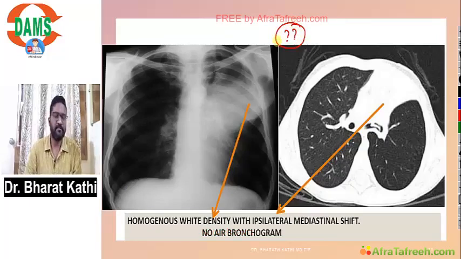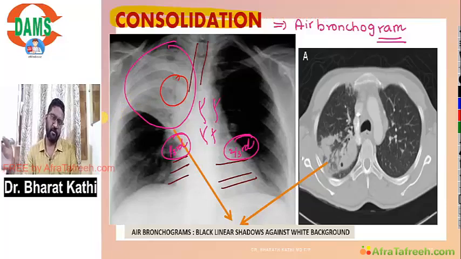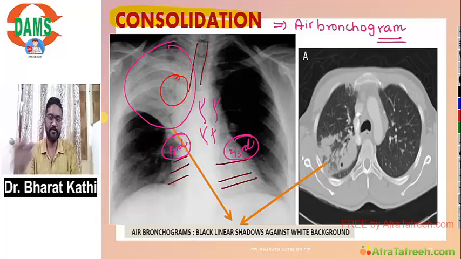What is the diagnosis? You should mention it like this: this is a chest X-ray PA view, and after mentioning all other features, it is showing a right-sided whitish density with air bronchograms, no significant mediastinal shift. This can be probable consolidation.